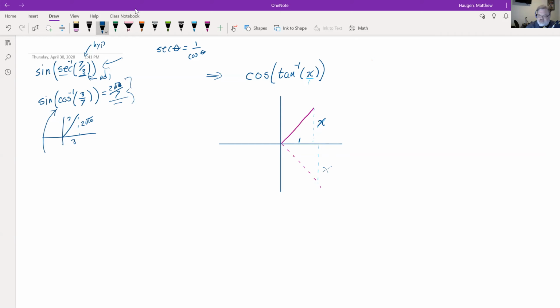Okay, so we got to find the missing side length. The missing side length is this hypotenuse. How do we find the missing side length? Well, we've done the same thing every time. We've done Pythagorean theorem.